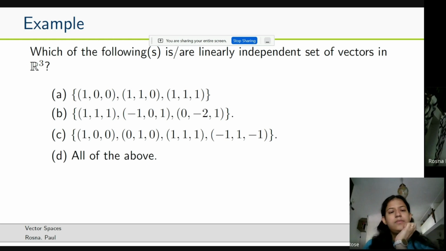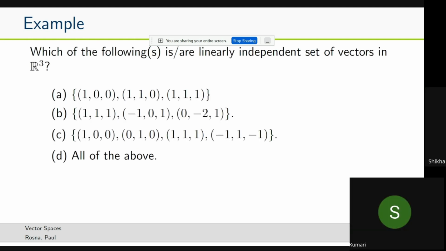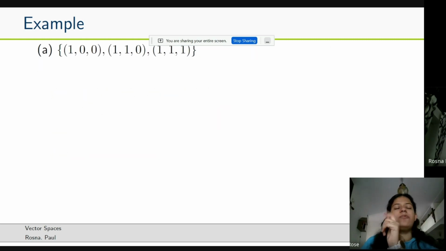Maybe I will start with one to get an idea of what I'm doing. Ma'am, option A and B. Okay, option A and B. Let me see. Okay, first we can check whether option A is correct or not.